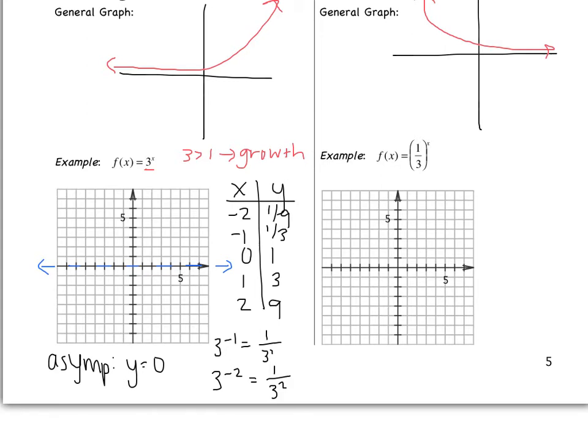And now I'm ready to graph. So I'm going to start with 0, 1, and then I have 1, 3, and then I have 2, 9, which I think is going to go off of our graph just a tiny bit. I have -1 and 1/3, and I have -2 and 1/9. 1/9 is really small, very close to 0, but not exactly 0. And now we're going to draw on our graph.